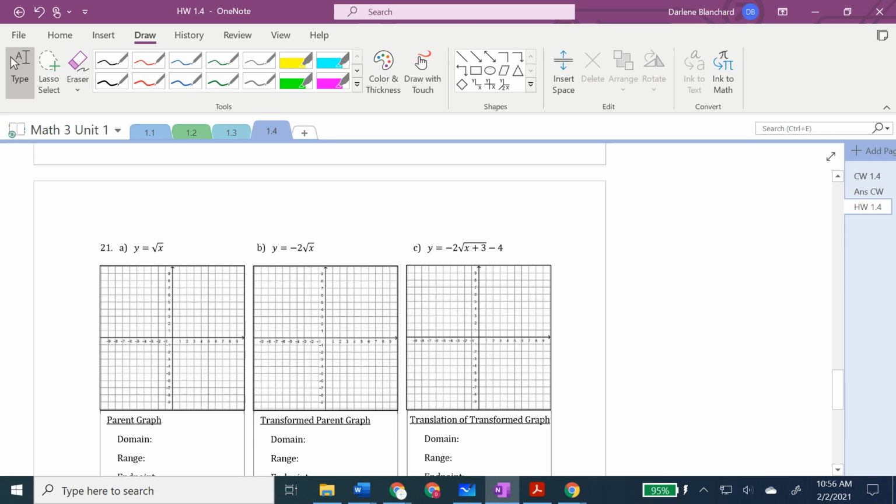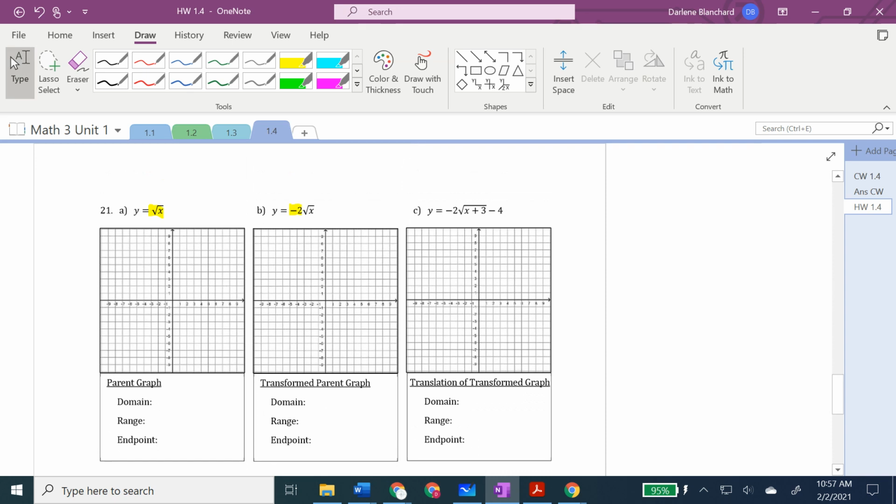But let me just point out to you that you need to remember these parent graphs. You can go to the first set of notes to remember those. With this, if you take all the y coordinates and multiply them by -2, that lets you know where they change to. Multiplying by a negative flips something over the x-axis, and then the multiplication by 2 causes those y's to stretch.